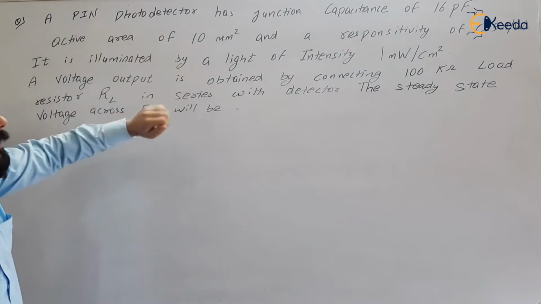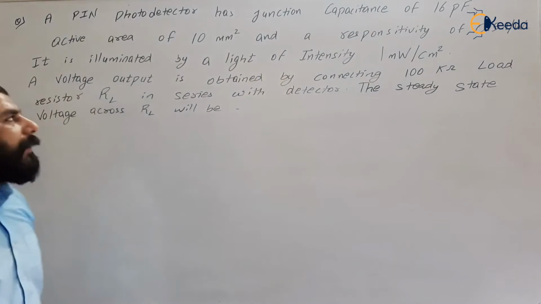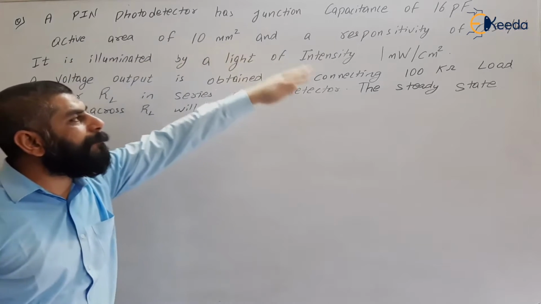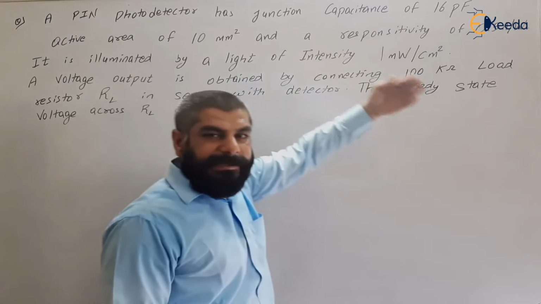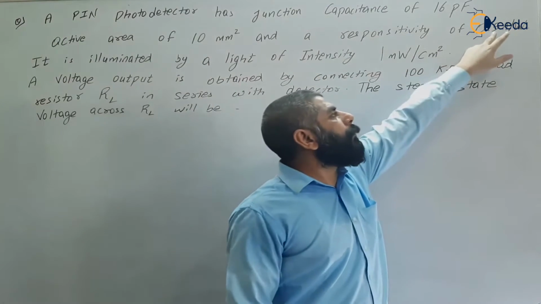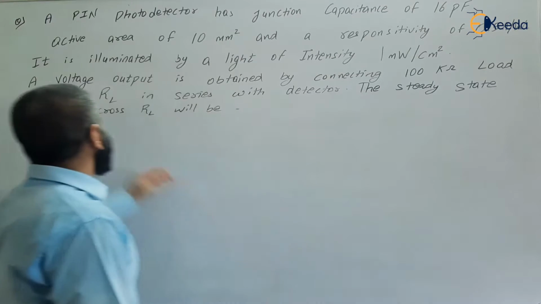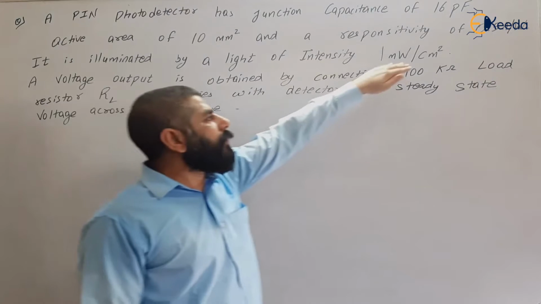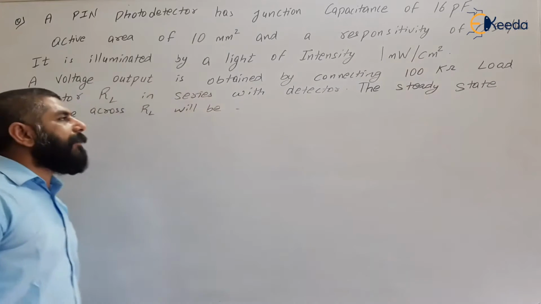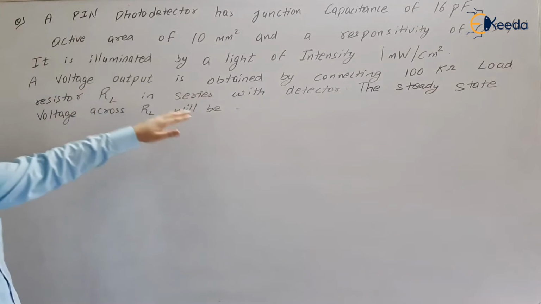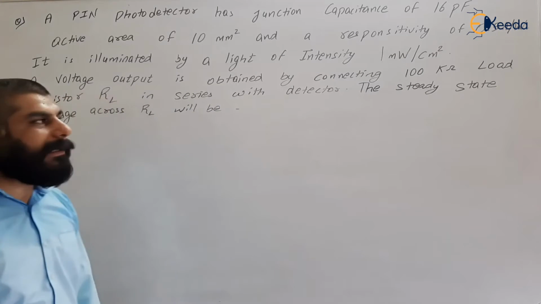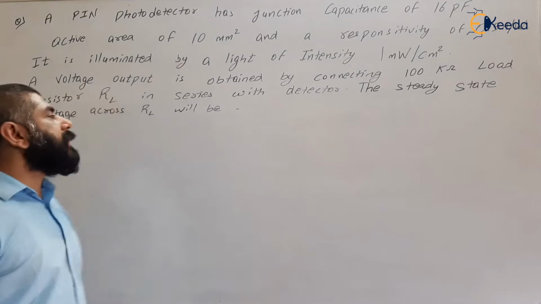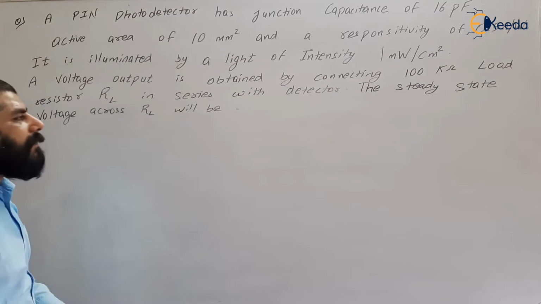PIN photodiode has a junction capacitance of 16 picofarad, an active area of 10 millimeter square, and responsivity, which is nothing but the same as the sensitivity, of 0.5 ampere per watt. It is illuminated by a light of intensity 1 milliwatt per centimeter square. Output voltage is obtained by connecting a 100 kilo ohm load RL in series with the detector. The steady state voltage across RL will be.